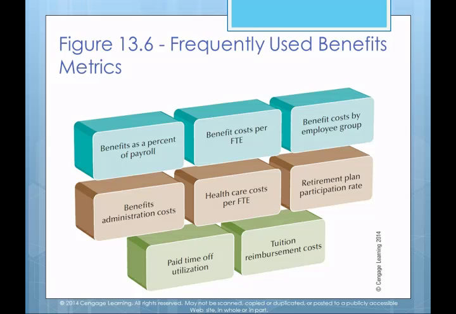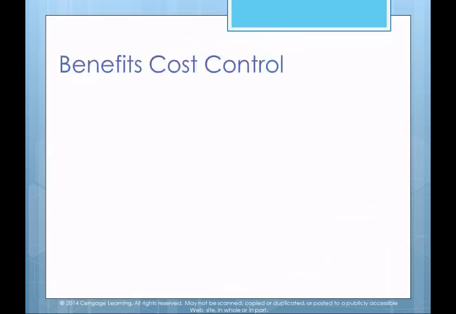And this is the frequently used benefit metrics. These are things that we measure in the benefits world. Benefit as a percentage of payroll, which I talked about. Benefit cost per FTE is another strong measure. Benefit cost by employee group is another great measure. Benefits administration costs. Healthcare costs by FTE. That's an awesome measurement. Retirement plan participation rate. Paid time off utilization, and tuition reimbursement.